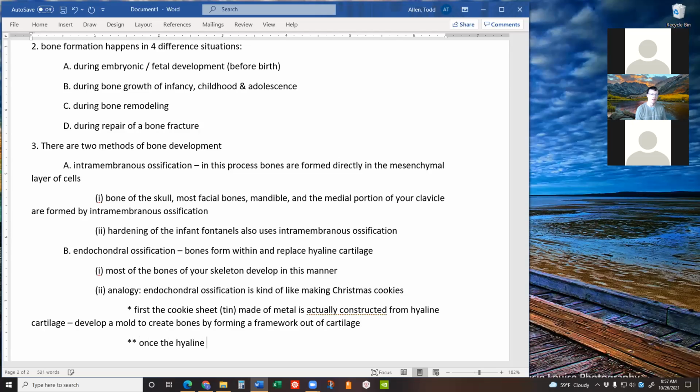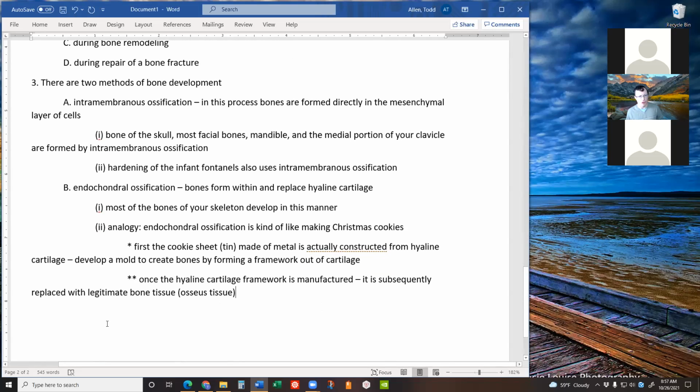Once the hyaline cartilage framework is manufactured, it is subsequently replaced with legitimate bone tissue, osseous tissue. And that's what I would want you to take away basically from your time studying this, okay?